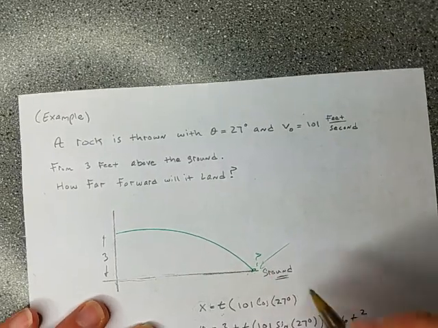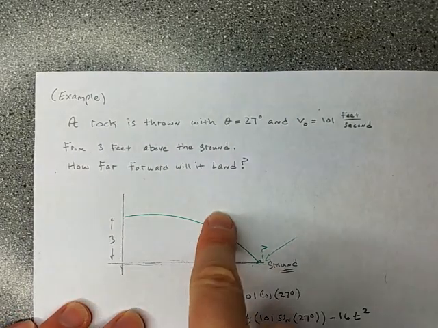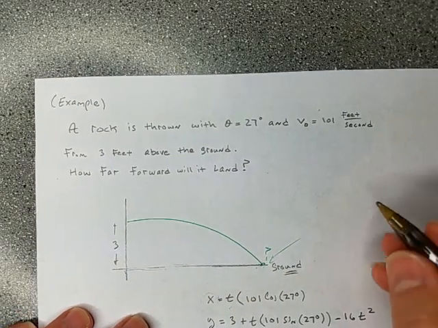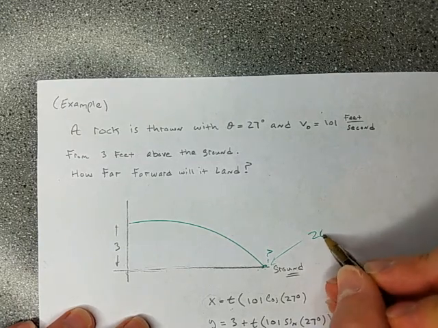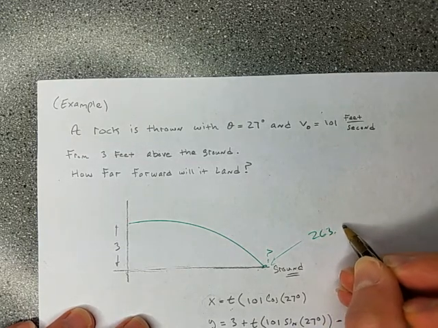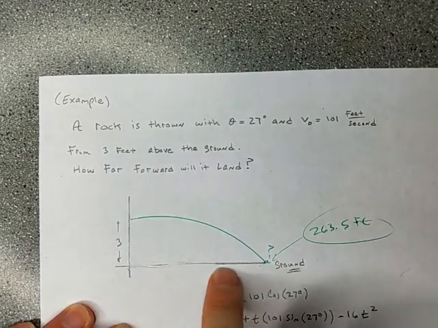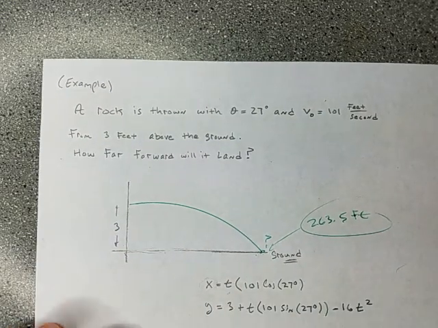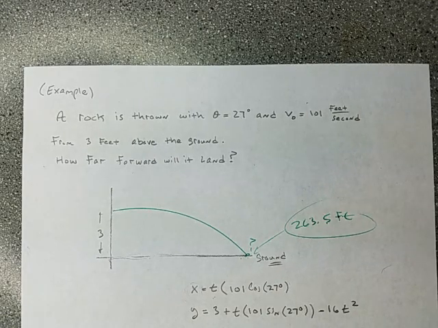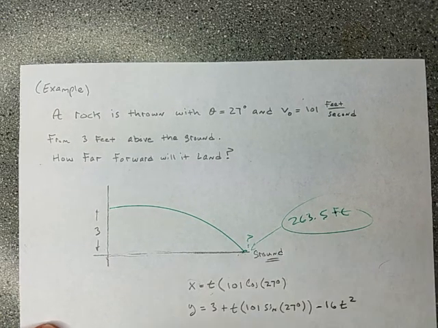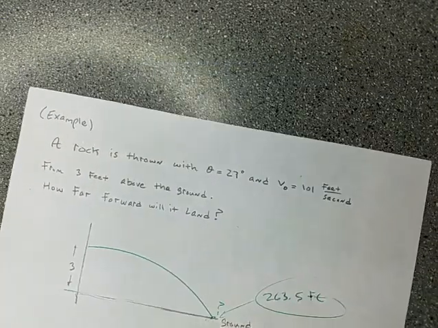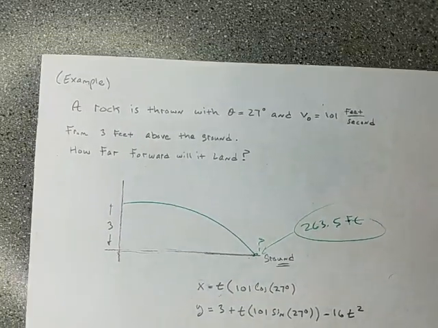I like putting my answer back in where I started. I say, see that point right there? Let's throw it forward, it travels through this arc, hits the ground. So that's going to be 263.5 feet. That's how many feet forward it is to right there. So there's one fairly basic example with parametric equations.